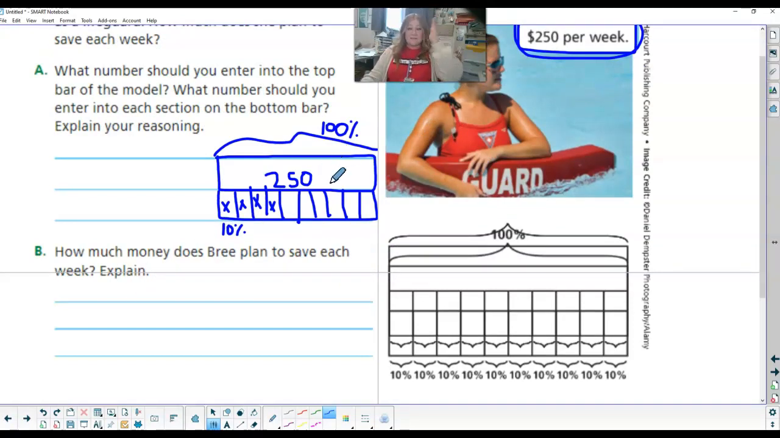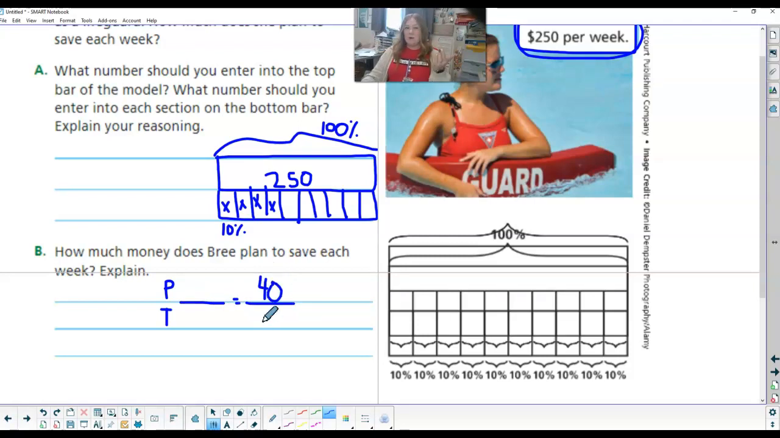So if this works for you, I love that. Do it, right? We're taking 250 and I need to divide that into 10 groups. And then I have 4 of them. That's not how my brain works. I need to see it laid out. So I know, right? I have my percent and I have my total. And I know that she wants to save 40%.